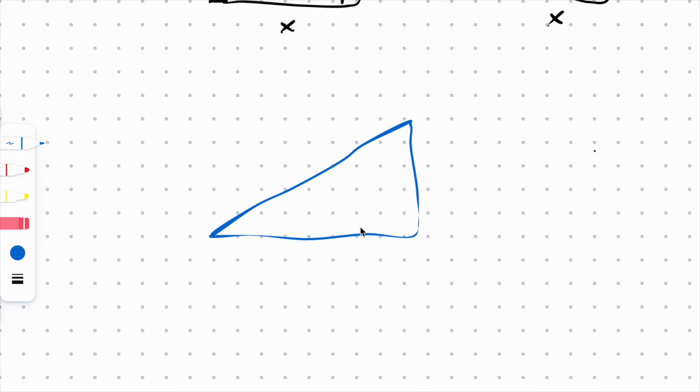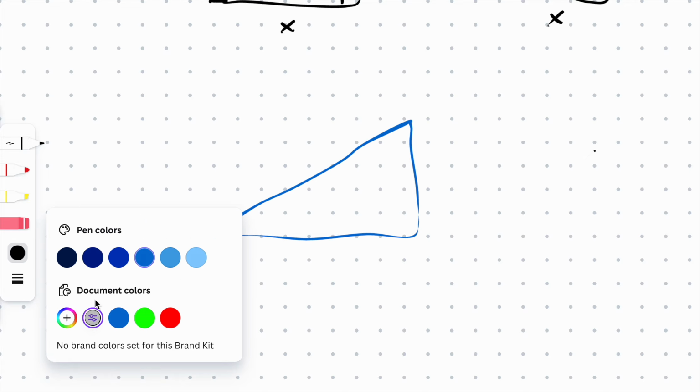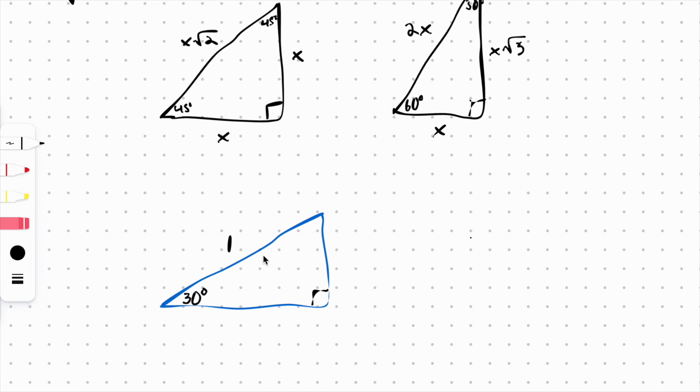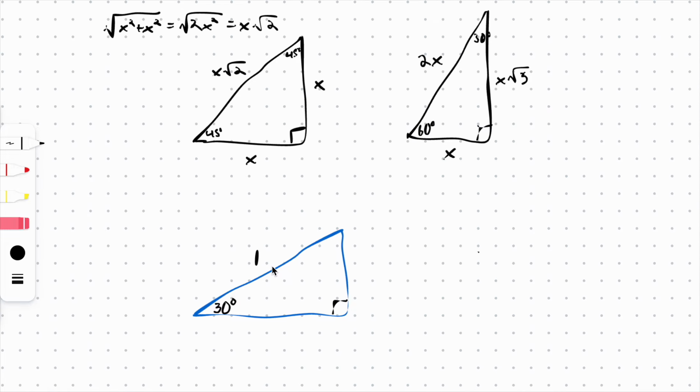Along these lines. And this is a right triangle. And I'm going to say that my hypotenuse is equal to 1, okay? I'm going to say that this angle measure, our theta, is equal to 30 degrees, okay? So let's look at this 30, 60, 90 degree triangle.